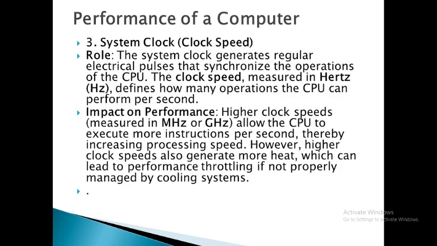The other factor is the system clock. That's the clock speed. This means that the higher clock speeds, measured in megahertz or gigahertz, allows the CPU to process more instructions per second.